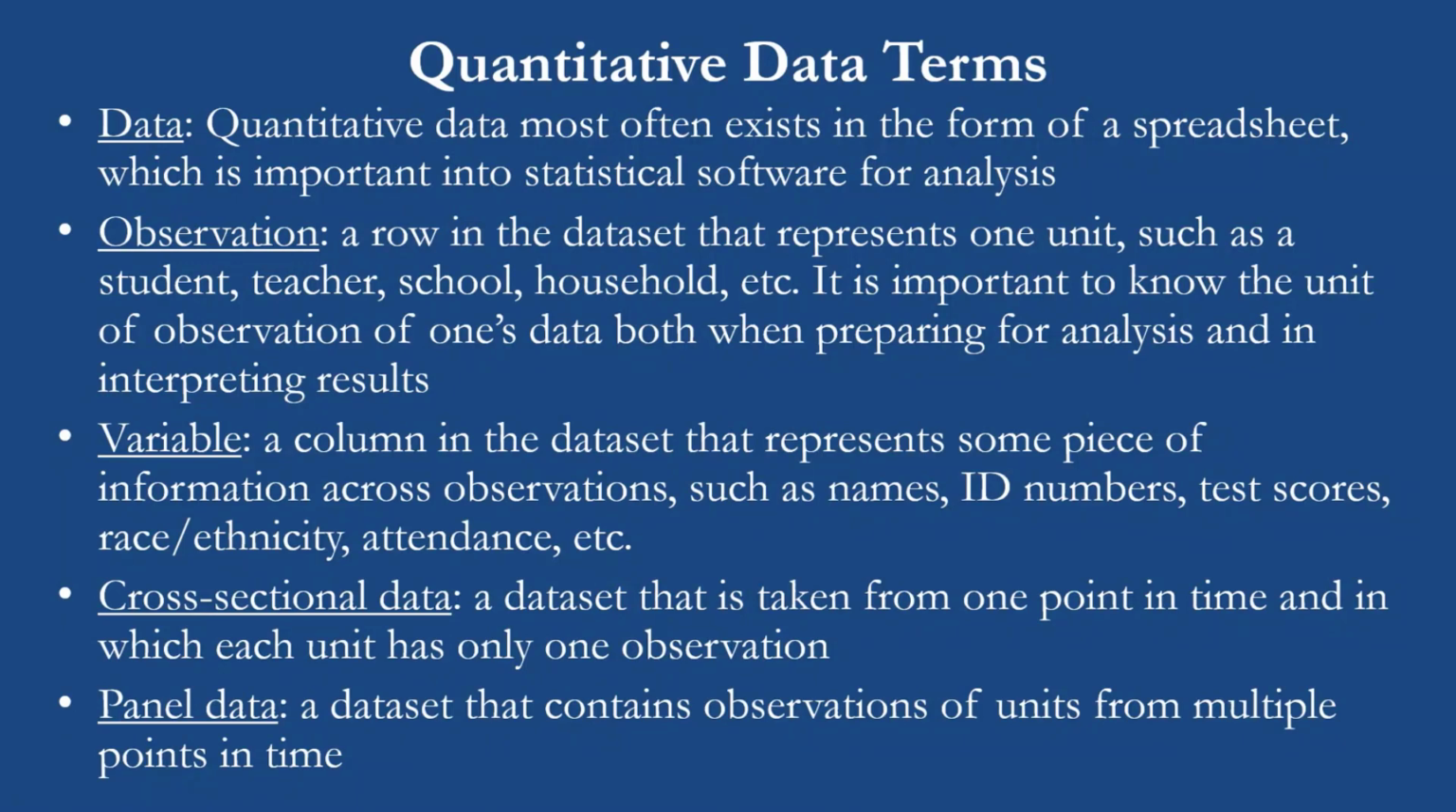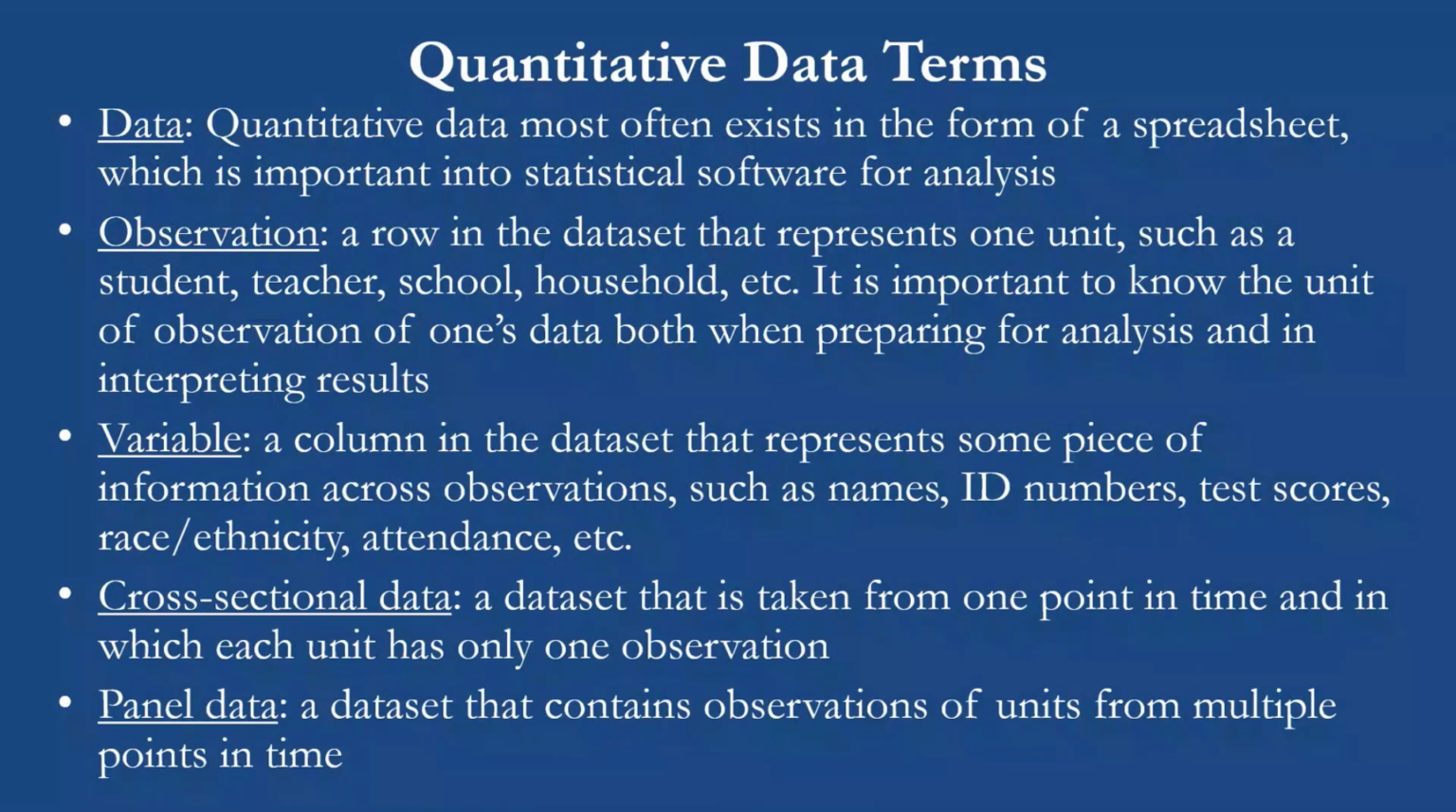Then there are, going a little bit bigger picture, sort of two kinds of data that we might work with. So the first is cross-sectional data. Generally in the methods courses that we teach, cross-sectional data is primarily what we work with. One way to think of this is that cross-sectional data is a snapshot. So it's a snapshot from a single point in time.